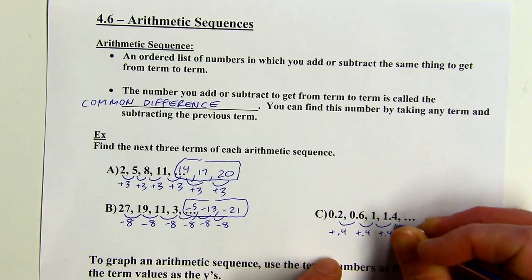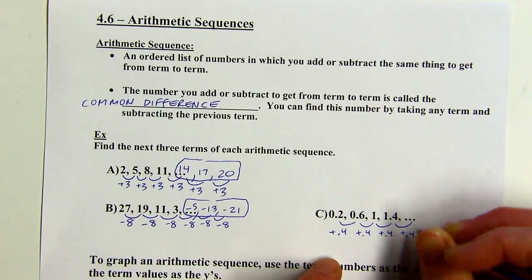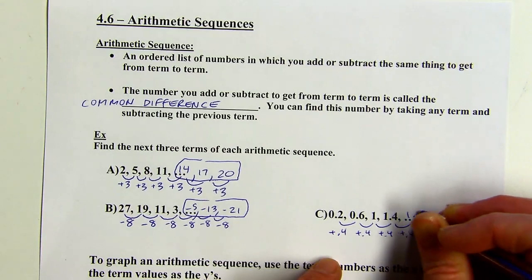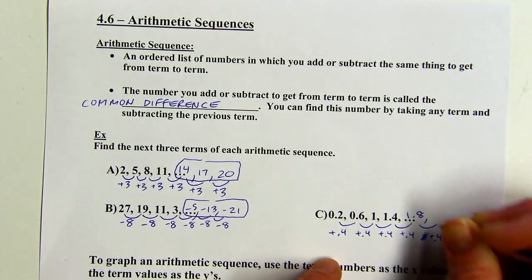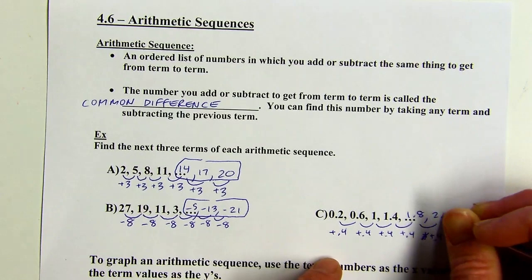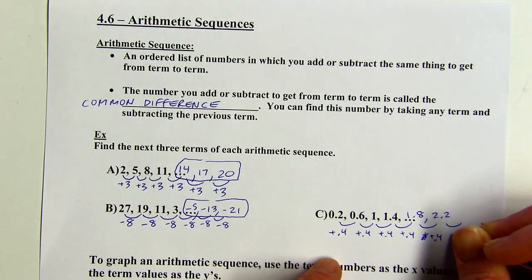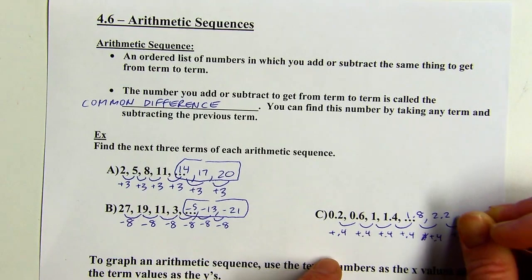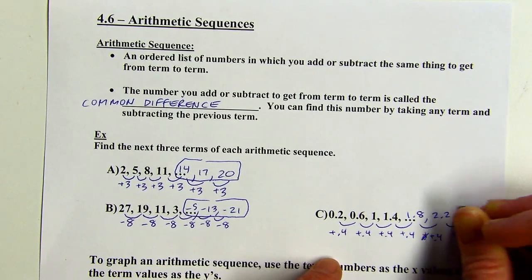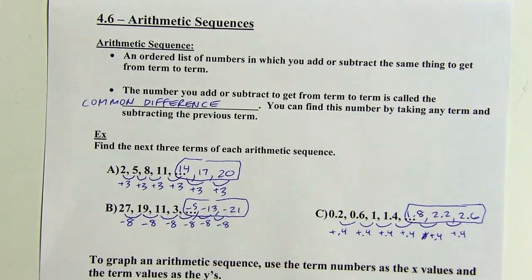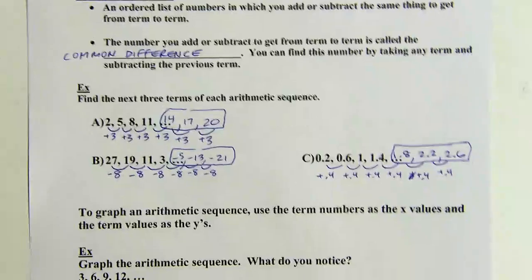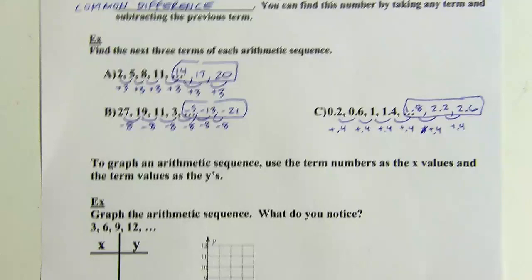Common difference is 0.4. So when I add another 0.4, that'll give me 1.8. Plus 0.4, that's going to give me 2.2. Add 0.4 one more time, that gives me 2.6. There's my next three terms. Okay? All right. To graph an arithmetic sequence, we're going to use ordered pairs.